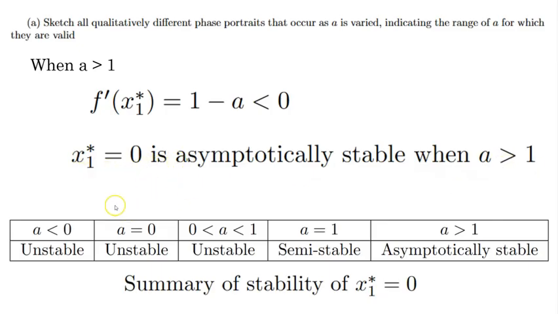So to summarize, we have a less than 0 is unstable. Oh, this is for x1 equals 0, by the way, or x is 0. A less than 0 is unstable, a equals 0 is unstable, a between 0 and 1 is unstable, a equals 1 is semi-stable, and a greater than 1 is asymptotically stable. So that is the summary of the stability for x1 equals 0.